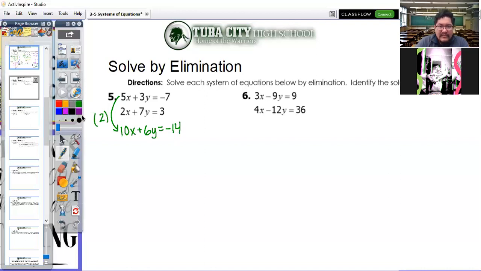All right, and then I'm going to have to do the same thing for this bottom one. For this bottom one, I need this to be 10 for the x, so I'm going to need to multiply it by 5. I'm also going to need a negative number, because if they're both 10, they're not going to eliminate. 10x plus 10x would be 20x, but we don't want bigger numbers. We want them to eliminate. So I'm going to multiply by a negative, so that'd be negative 10x. And then 7 times negative 5 would be negative 35y equals, and then 3 times negative 5 would be negative 15.